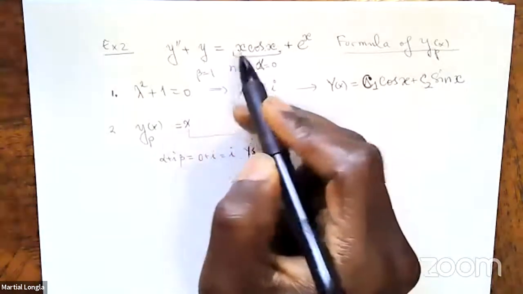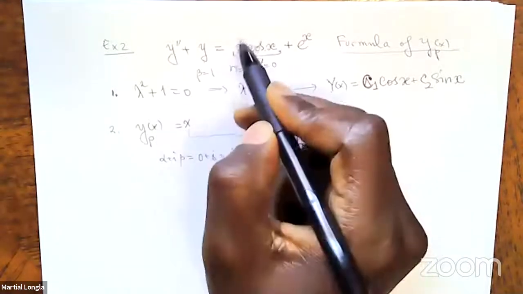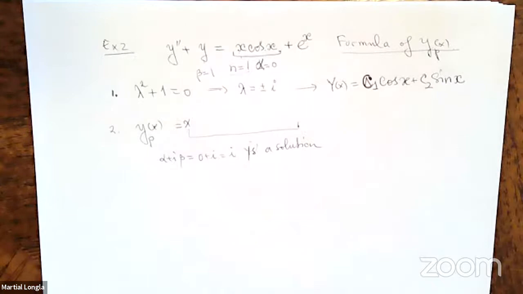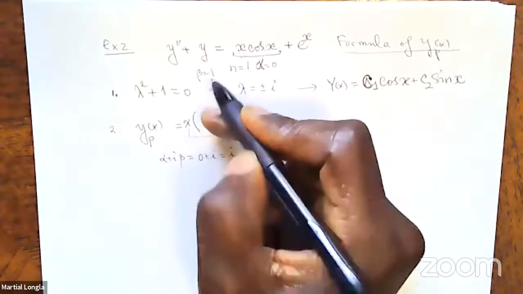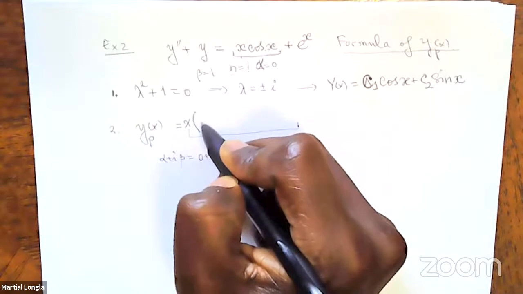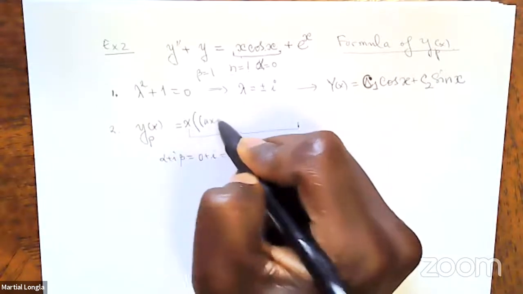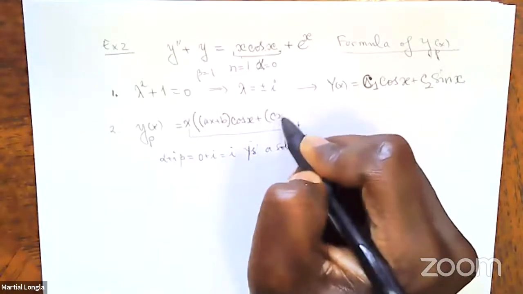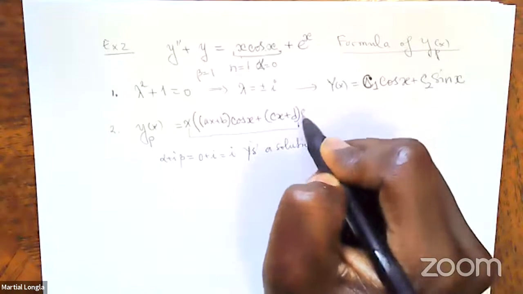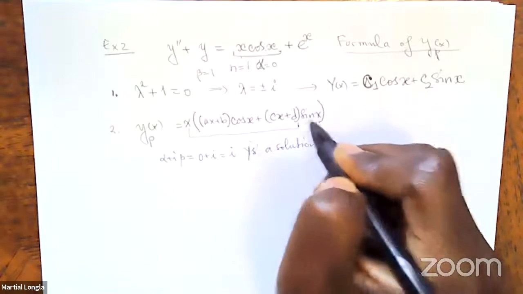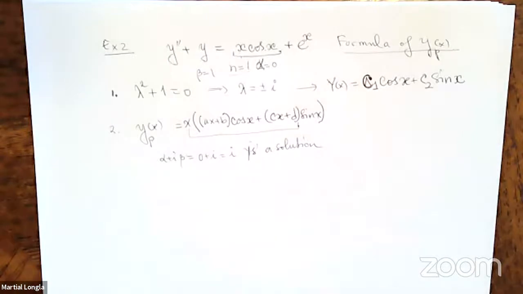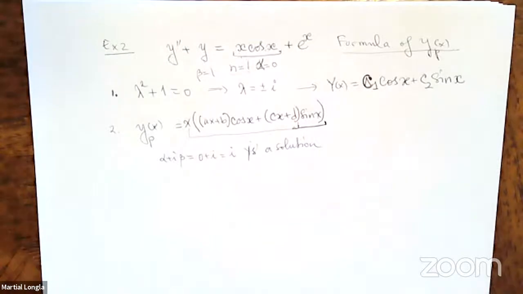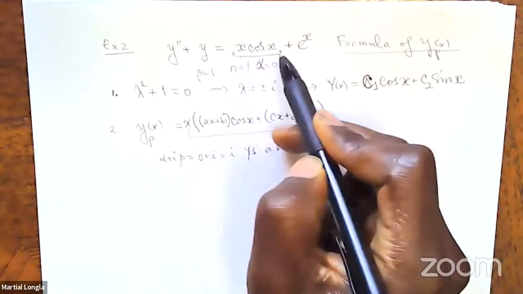And now using n equal 1, you want a polynomial of degree 1 times cosine, then a polynomial of degree 1 times sine. And so you want (ax + b) cosine x plus (cx + d) sine x. And all of that you're multiplying by x. So that would be yp if we had only this piece.